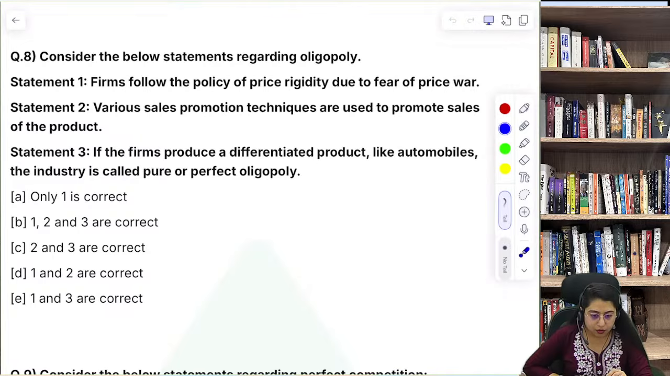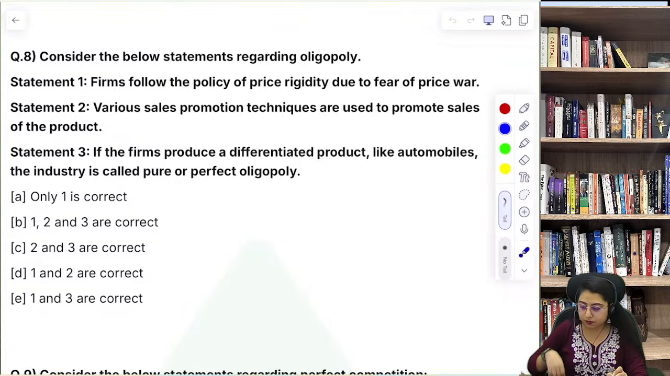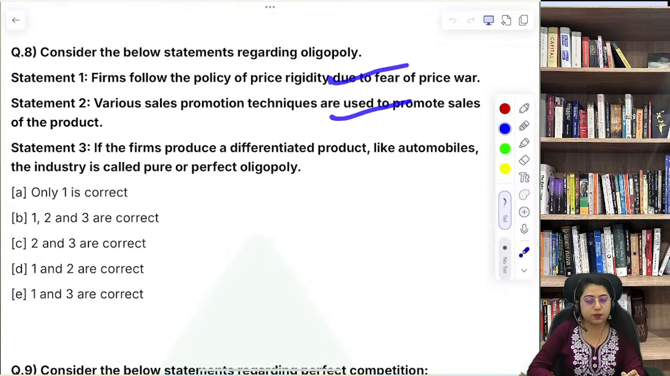Yes, Roman, your answer is right. The correct answer is D, because if the firm produces differentiated products, it is not called the pure oligopoly, but the differentiated oligopoly. But when a firm produces a homogeneous product, then it is called the perfect oligopoly. The other statements are correct, but this one is the incorrect option.